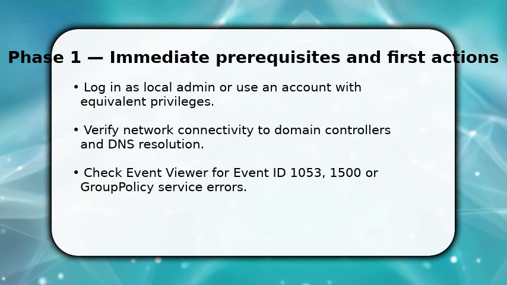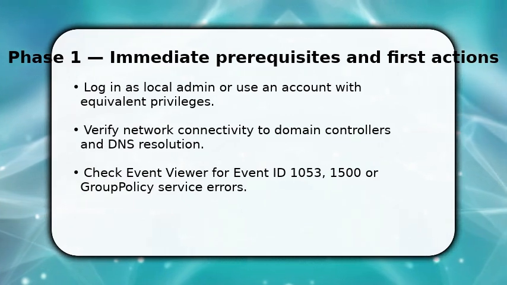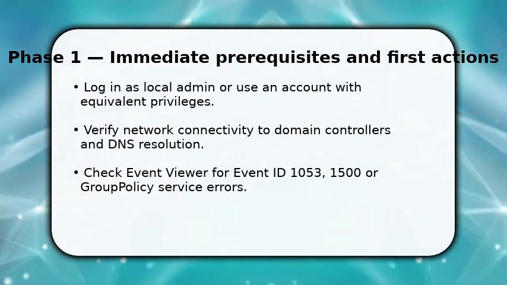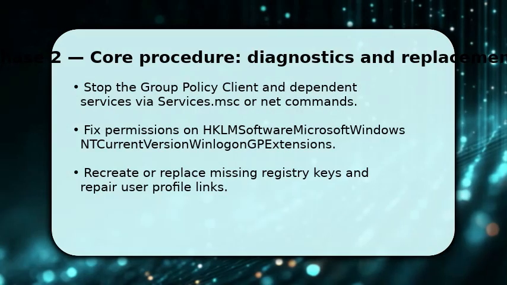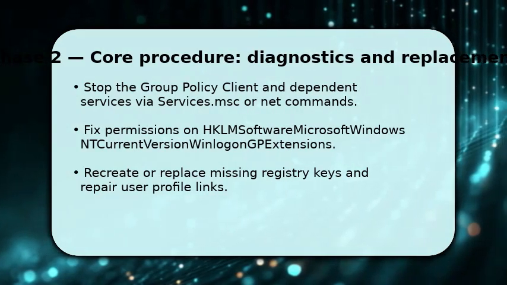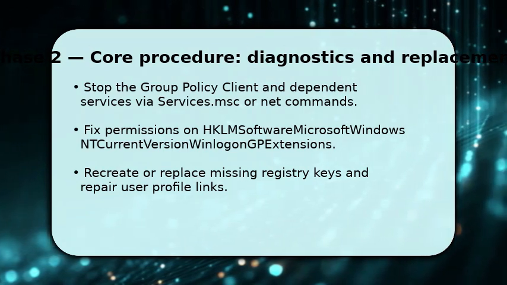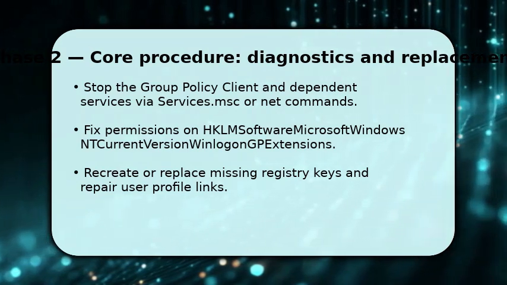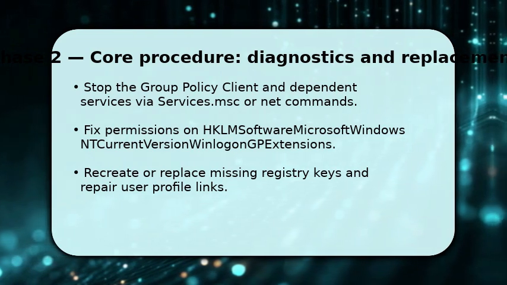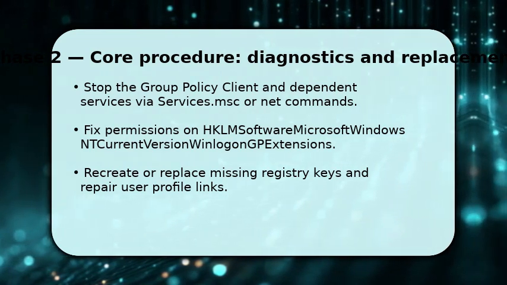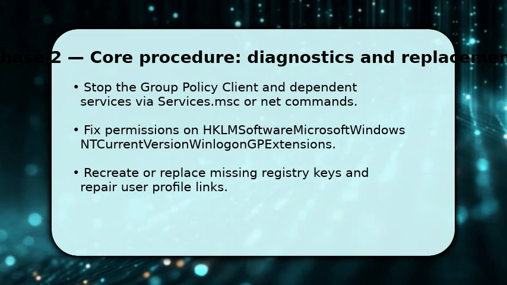Now you execute repairs. Stop the group policy client and any dependent services. Use services.msc or run net stop gpsvc with an elevated prompt. Then check registry permissions where group policy stores extension settings. If permissions are wrong, set them to allow SYSTEM and Administrators full control.